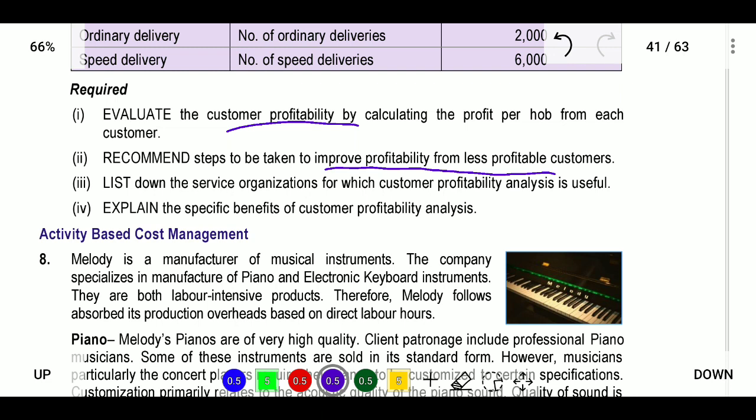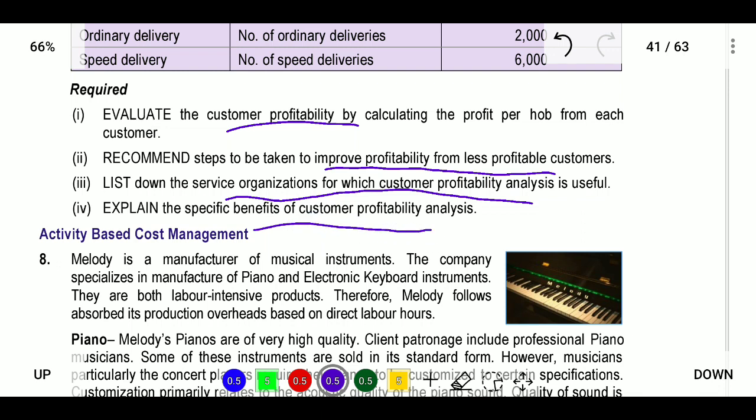Next, list down the service organizations for which customer profitability analysis is useful. Customer profitability analysis is useful for service organizations. Which service organizations? Financial institutions, hospitals, professionals like auditing and accounting firms, hospitals and healthcare, and logistics and freight companies. Next, explain specific benefits of customer profitability analysis.